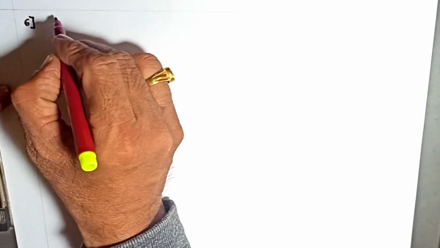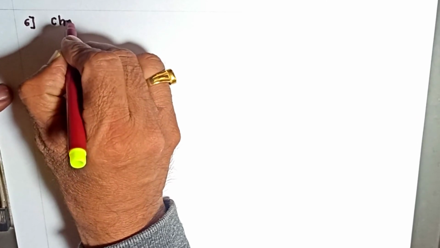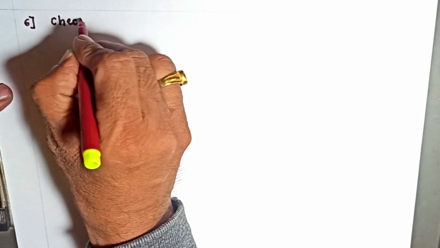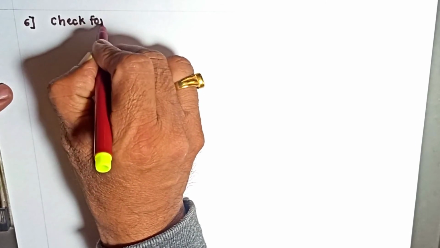So 5 steps we have already done. Okay, so let us go for step number 6. That is check for shear.